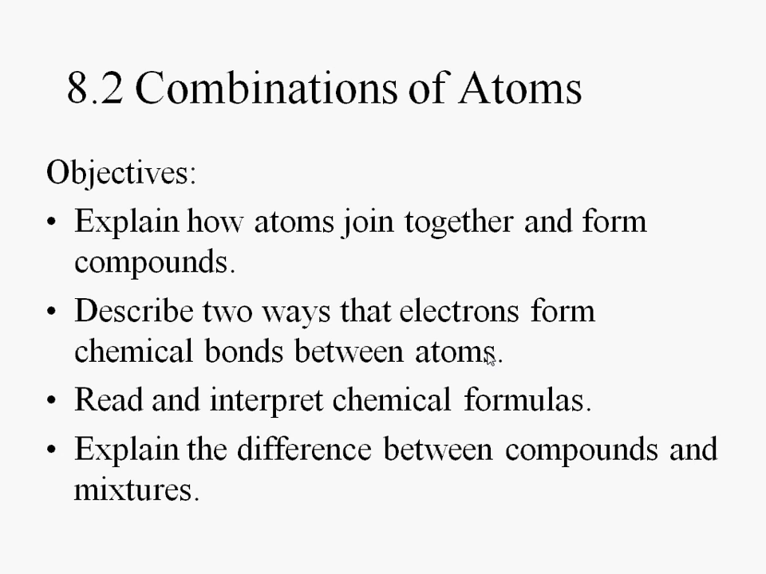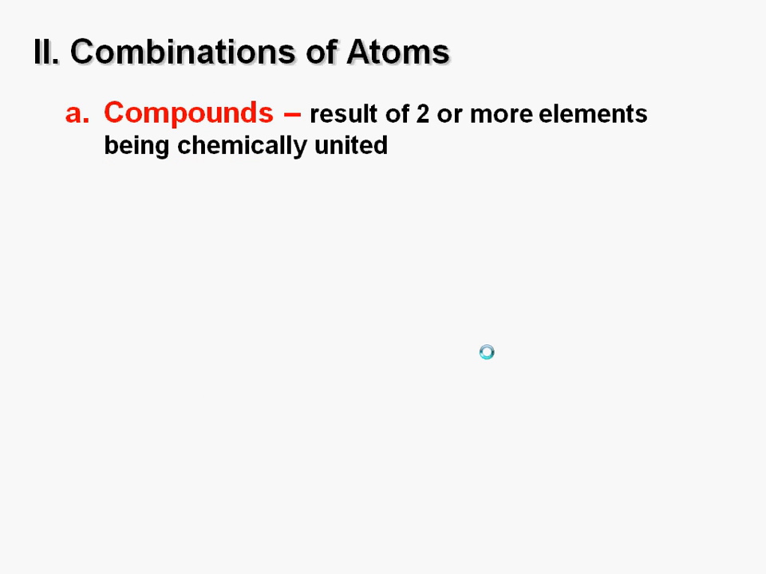All right, so first things first. A compound is two or more elements combined. Name a compound. You drink it every day. How about water? H2O, right? When we say H2O, what does H2O mean? It's two hydrogens and one oxygen.